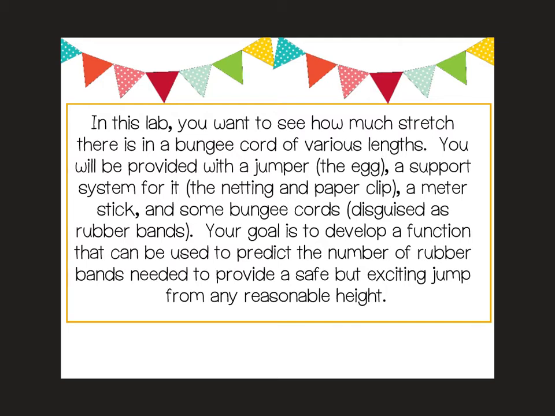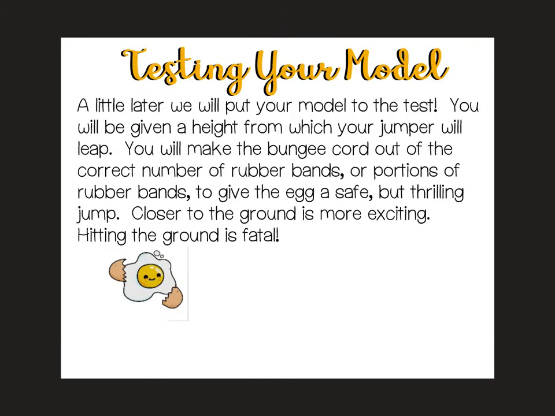So I'm going to give your group an egg, a support system, which will be this little netting and a paper clip, a meter stick, bungee cords, which will be rubber bands. And the goal is that we're going to do some test jumps and you'll get data. We'll use that data in Desmos to predict the number of rubber bands that you're going to need to have your egg jump from a certain height and get close to the ground but not hit the ground.